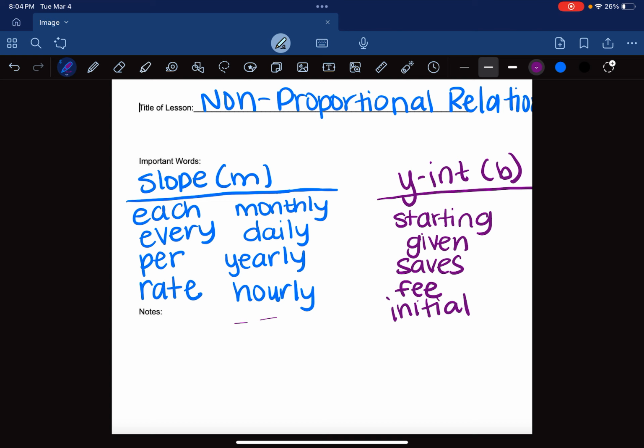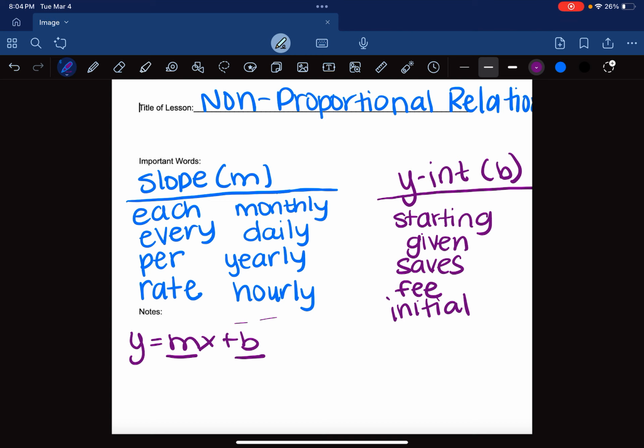Okay, so now to get into a non-proportional relationship, those are going to be equations or relationships that are in the form of y equals mx plus b, where they have both a slope and a y-intercept. Whereas in a proportional relationship, it only had a slope. We did not add anything or subtract anything.